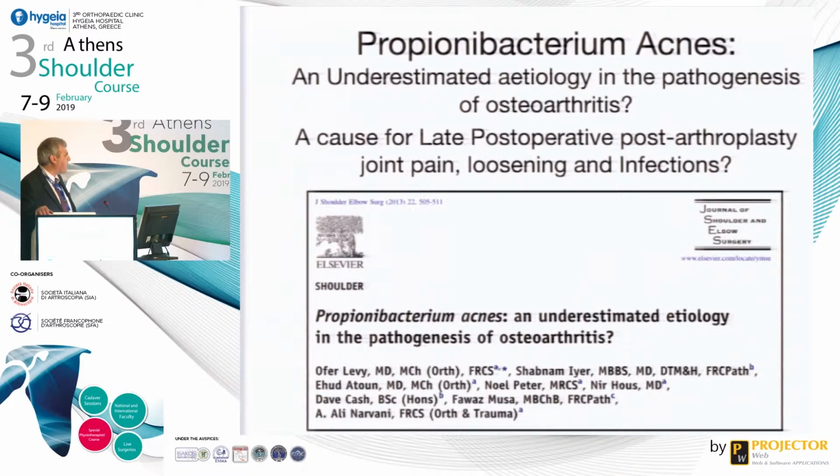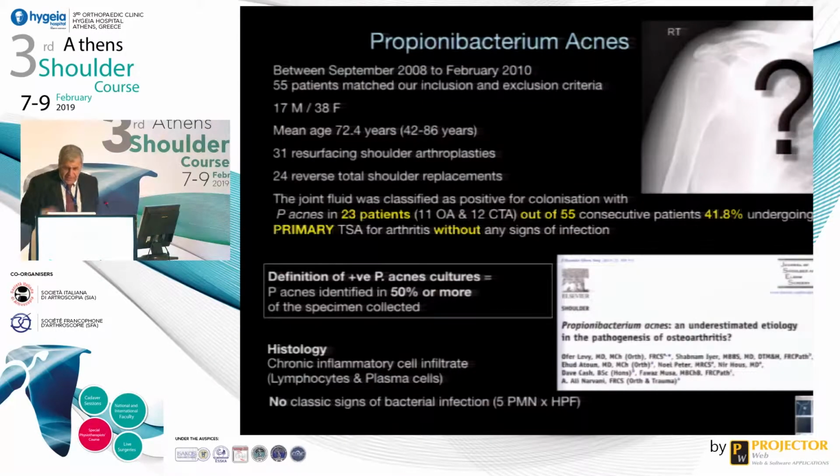And this is our classic paper that we published some years ago, that we found it in more than about 42% of virgin shoulders with osteoarthritis coming for shoulder replacement. And the question is whether it's underestimated etiology in the pathogenesis of osteoarthritis, or it's a cause for delayed postoperative post-arthroplasty joint pain, loosening, and infection. And again, we found it in 42% of the cases, and again, the histology didn't show a 5 polymorphonucleus, but lymphocytosis.